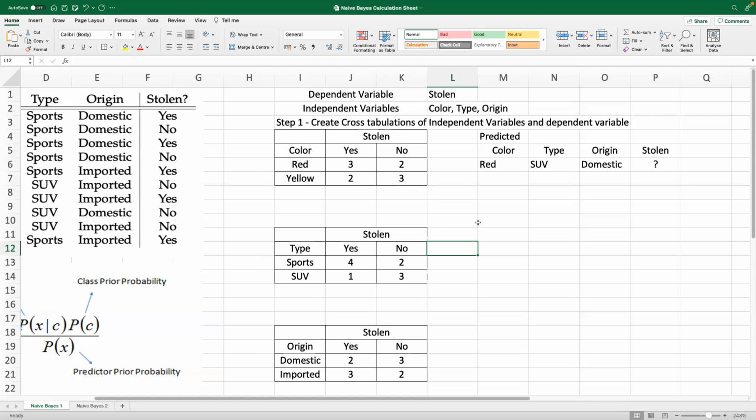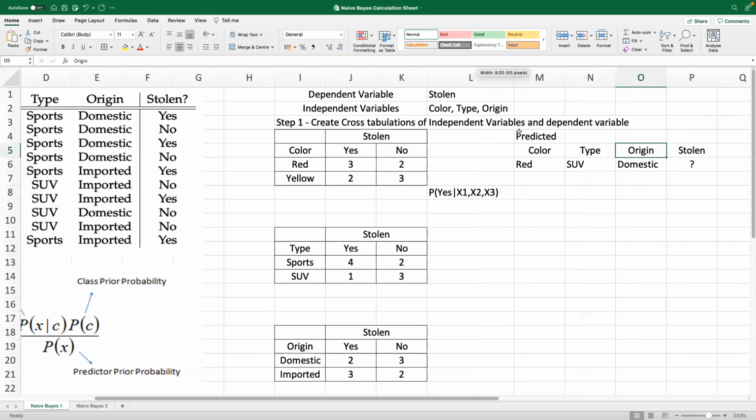Okay. Now what we are actually calculating is the probability of the vehicle being stolen given X1, X2, X3. Let us say this is X1, this is X2 and X3. Probability of stolen given X1, X2, X3. X1 is color, let us say red. This is SUV. This is domestic. This is the probability we need to calculate, right?